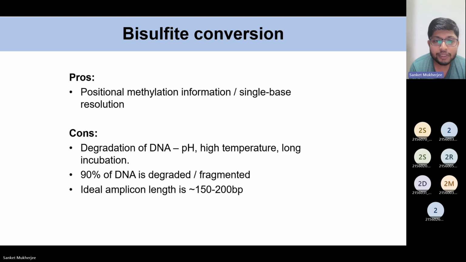What the disadvantages are is that the DNA gets degraded, because the process involves change in pH, higher temperature, and incubation time. So in these conditions, the DNA starts getting fragmented. We get a fragmented version of DNA with around 150 to 200 bases. So if we have a very big DNA, like in the case of humans, and it gets broken down into such small fragments, it will be very difficult to analyze them. So this is how bisulfite conversion works.